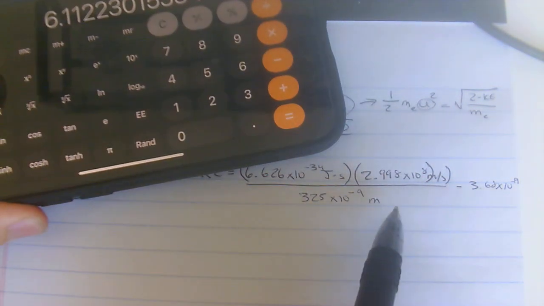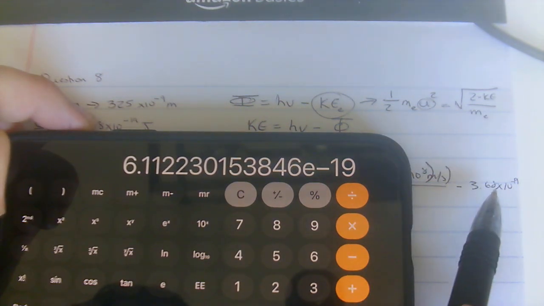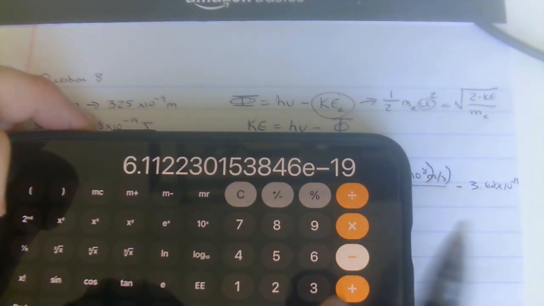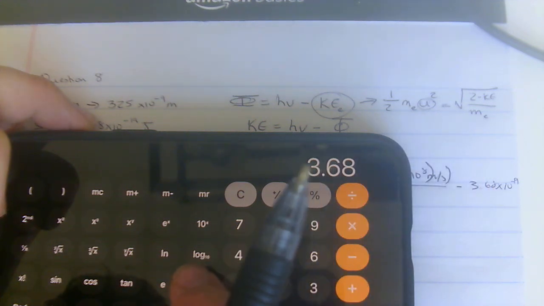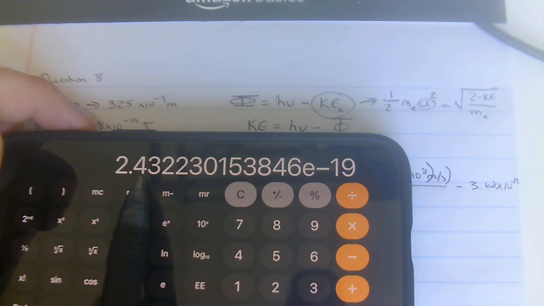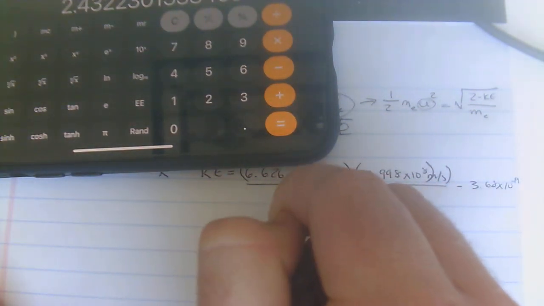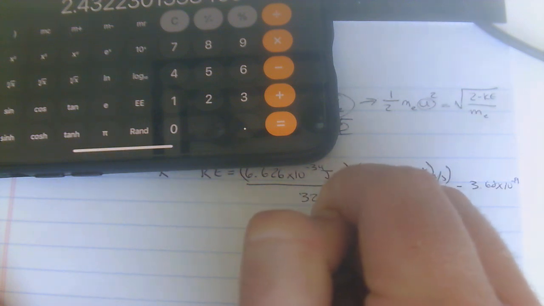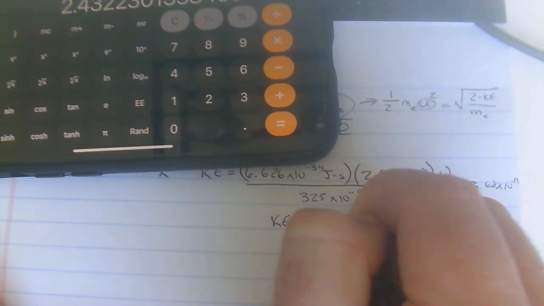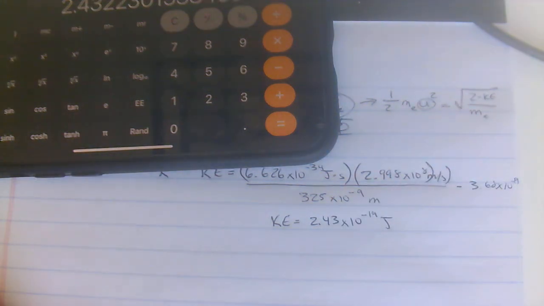Now that's going to be the same part for sodium as well, but I'm still going to want to redo that just because this is going to change. So we're going to go ahead and subtract 3.68 E19 negative. So you can get 2.43 times 10 to the negative 19. This is our kinetic energy. And that's going to be in joules.